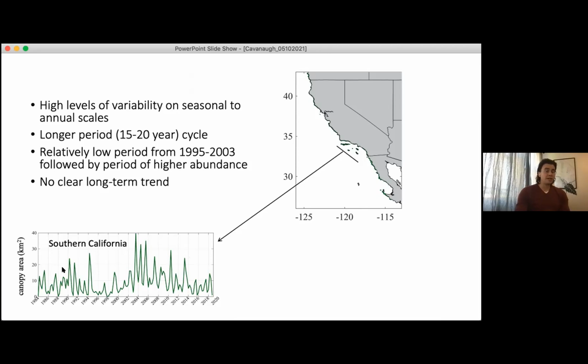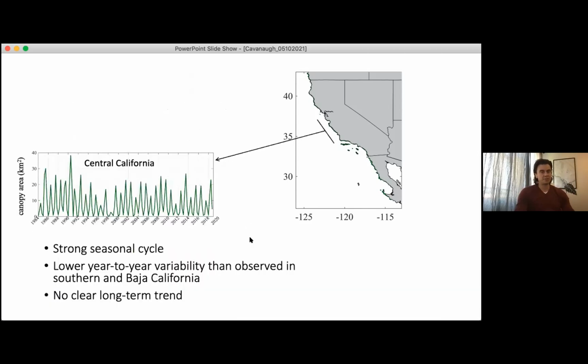No clear long-term trend. So at least on a regional scale, Southern California has been relatively resilient to previous disturbances. I wouldn't say that kelp is declining in Southern California, at least over this time period, right, from 1984 to 2020. There might be a different story if we look back to the early 1900s, say. But again, it highlights the high variability of kelp and how that makes trend detection difficult.